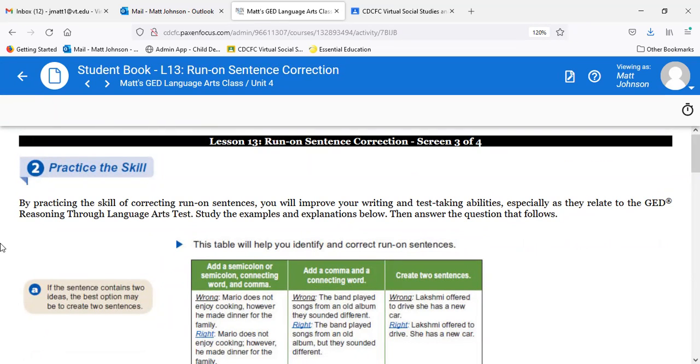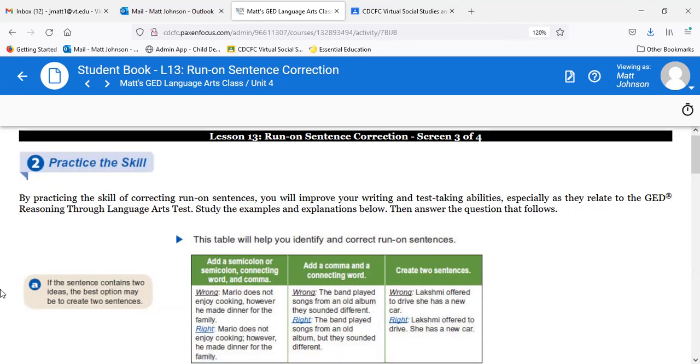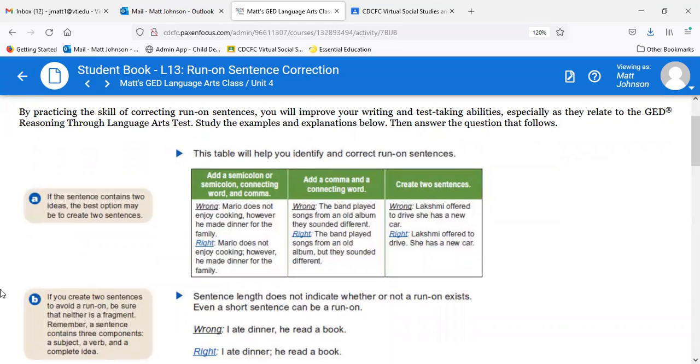So we'll take a look here at some examples to see, and a lot of times with a run-on sentence, just like it sounds, they get really wordy. And as a reader, you're kind of looking for a break because there's something that needs to be in between the two sentences. So here they have adding a semicolon or semicolon connecting word and comma. So the incorrect sentence here, the example: Mario does not enjoy cooking. However, he made dinner for the family. When you're speaking it, it sounds close, right? But the punctuation is wrong.